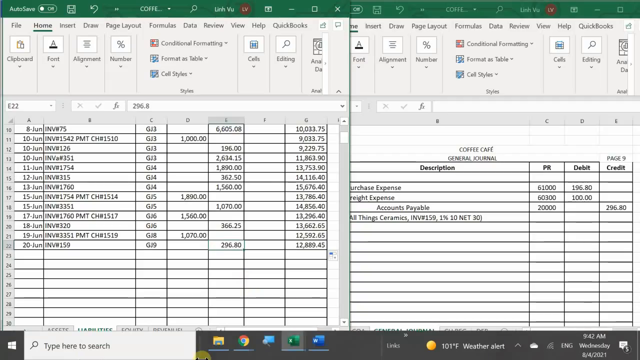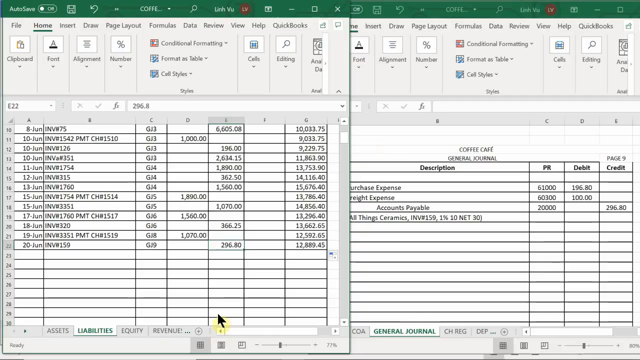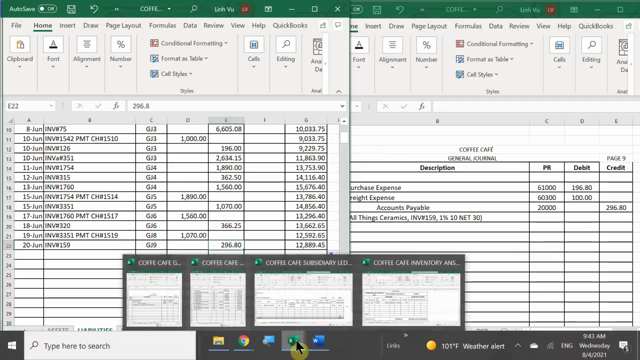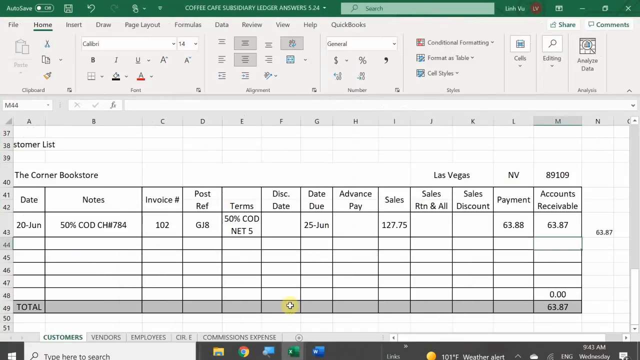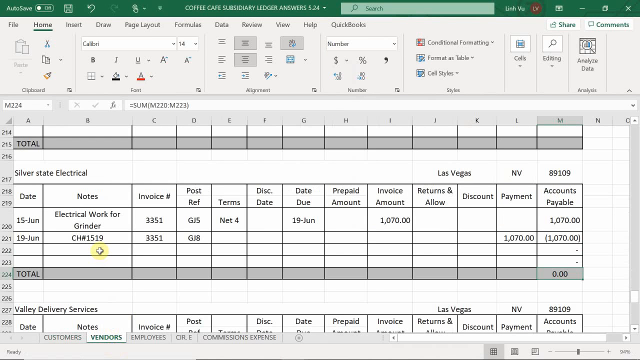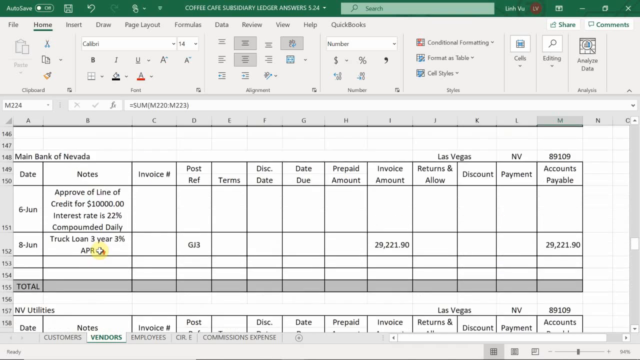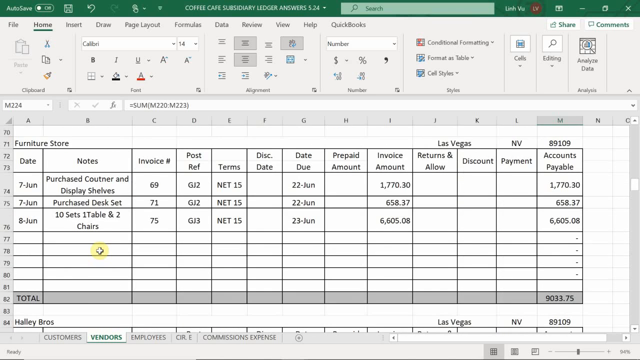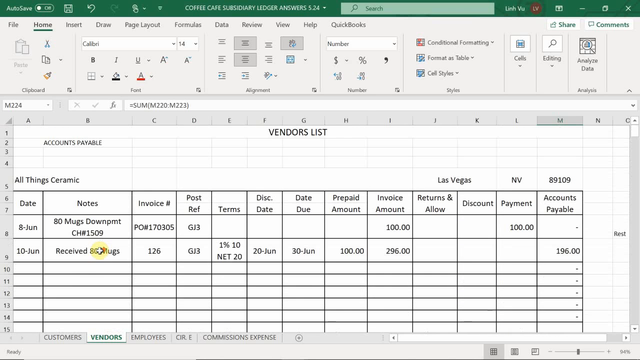Okay. So what comes after the ledger now that we finished the journal and we finished the general ledger? What's next? We need to go into the subsidiary ledger. Yes. So subsidiary ledger. Vendors. All things ceramics should be the very first table here.